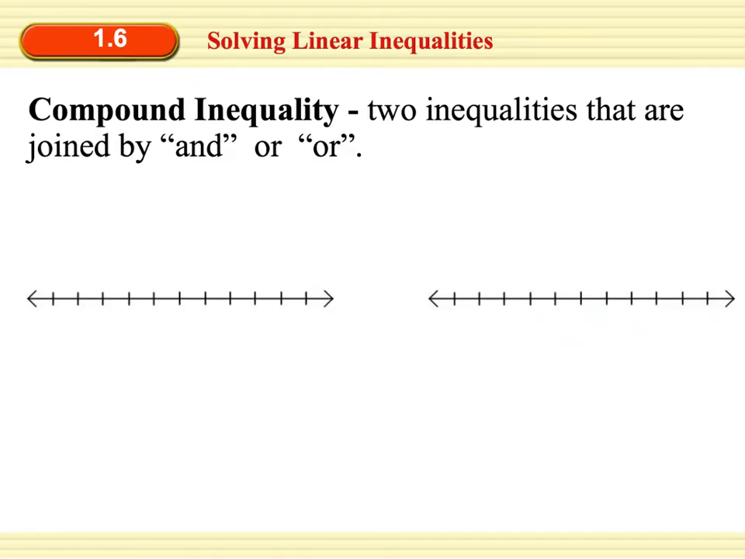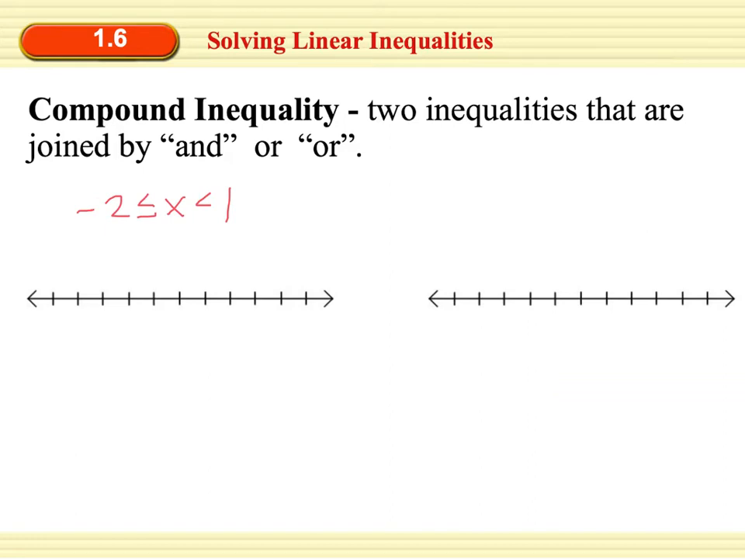The last thing we're going to look at are going to be compound inequalities. Now, compound inequalities means that we have two inequalities that are joined with either the word and or the word or. And to look at an example, if I give you something like -2 is less than or equal to x, which is less than 1, this here would be considered an and problem.